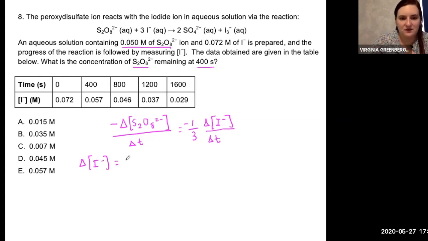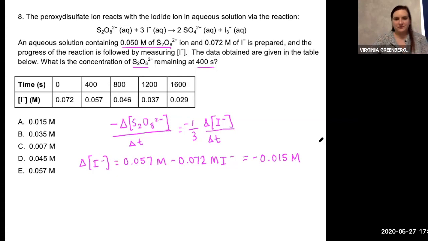is going to be our 0.057 molar iodide minus our 0.072 molar iodide. And we can see that that ends up being negative 0.015 molar. So we know how the iodide changed. We know our time, because that was just between our 0 point and our 400-second point.